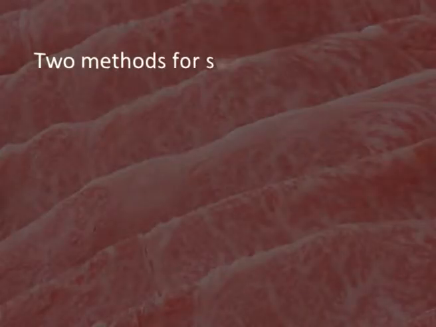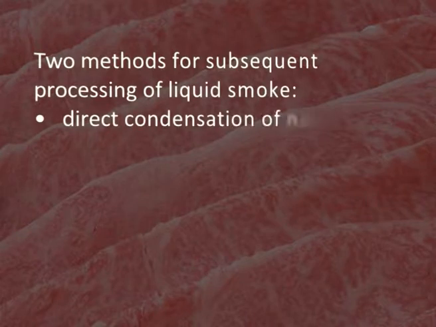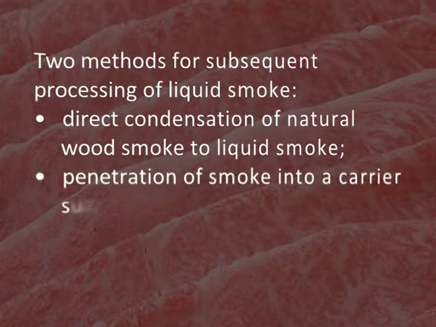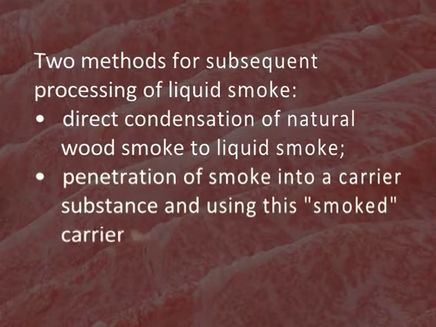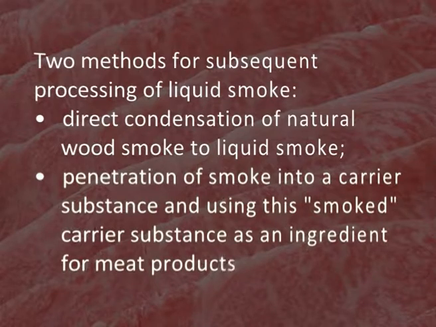There are basically two different methods used for the subsequent processing of liquid smoke. First one, direct condensation of natural wood smoke to liquid smoke. Second, penetration of the smoke into a carrier substance and using this smoked carrier substance as an ingredient for meat products.